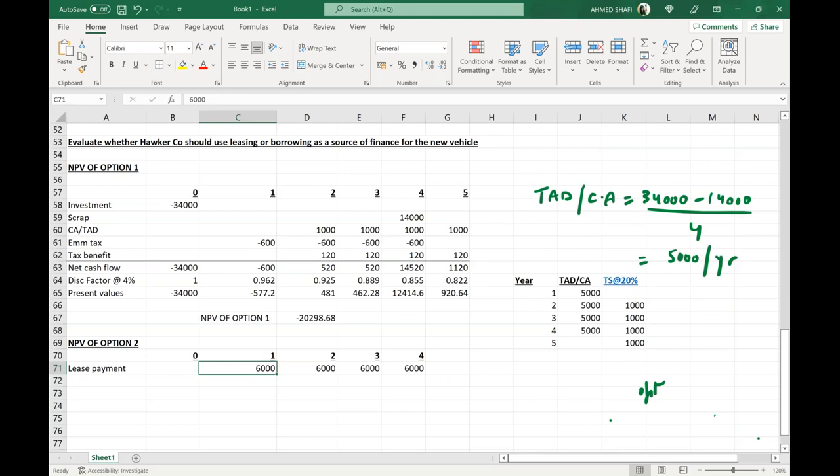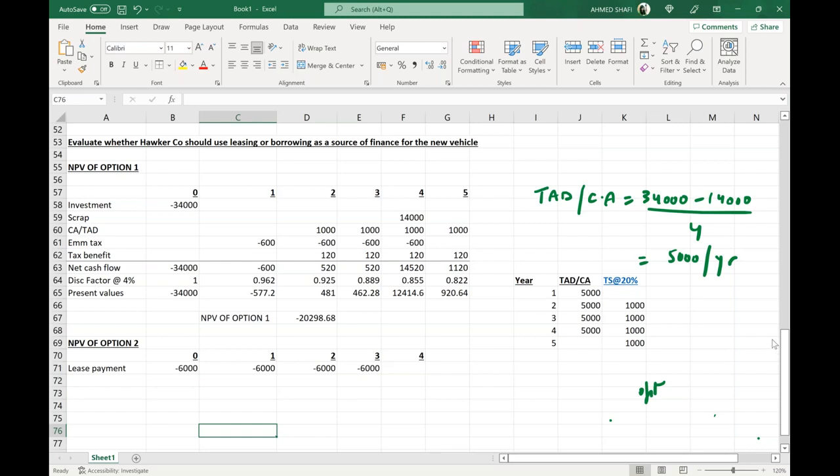So you should all remember that in NPV calculations, if some payment is made at the start of each year, that means the year one lease payment, made at the start of year one, you should record as an outflow in year zero. The year two lease payment at the start of year two should be recorded in year one. The year three lease payment should be recorded in year two, and the year four lease payment in year three. Okay. Does everyone know this point?